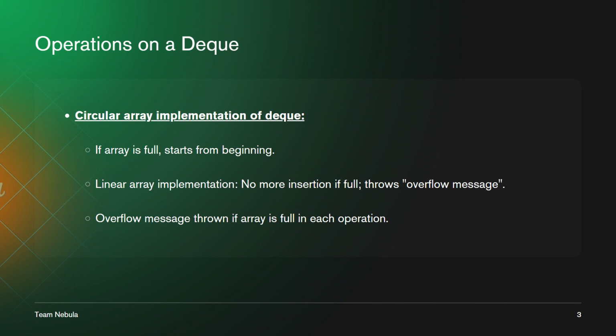Operations on a deque. Below is the circular array implementation of deque. In a circular array, if the array is full, we start from the beginning. But in a linear array implementation, if the array is full, no more elements can be inserted. In each of the operations below, if the array is full, an overflow message is thrown.